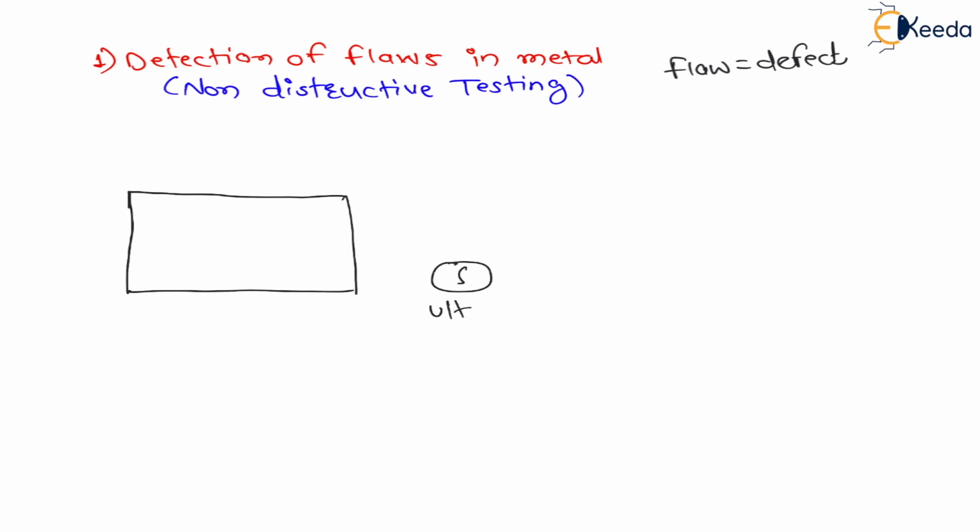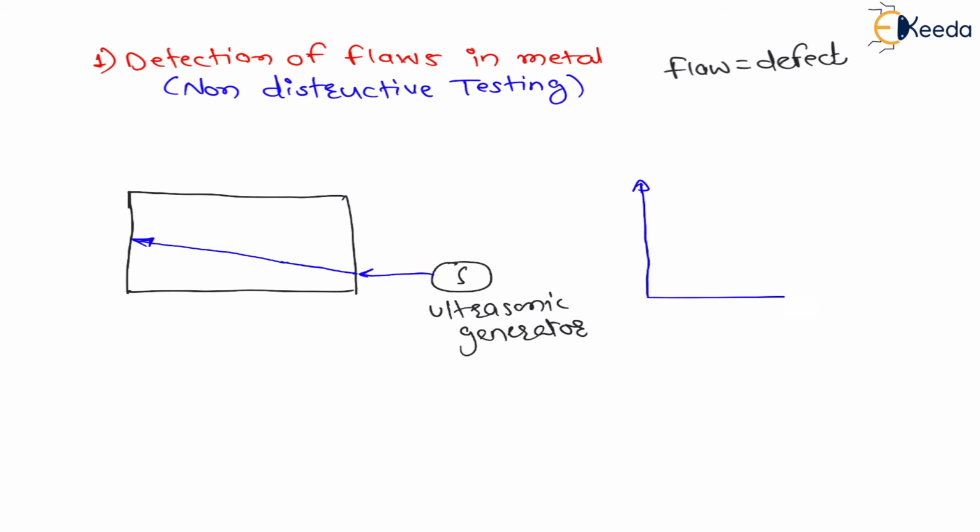This is the ultrasonic generator, which will generate the ultrasonic sound. Now from this end, the generated ultrasonic sound will travel towards the other end. There will be some time required for traveling of this ultrasonic sound. So if I draw the graph on a CRO, let's say this is a CRO, on this axis there is time. The wave is traveling and strikes on the other end.